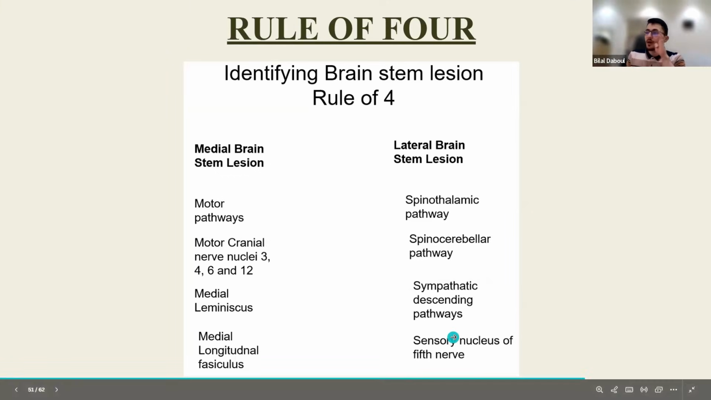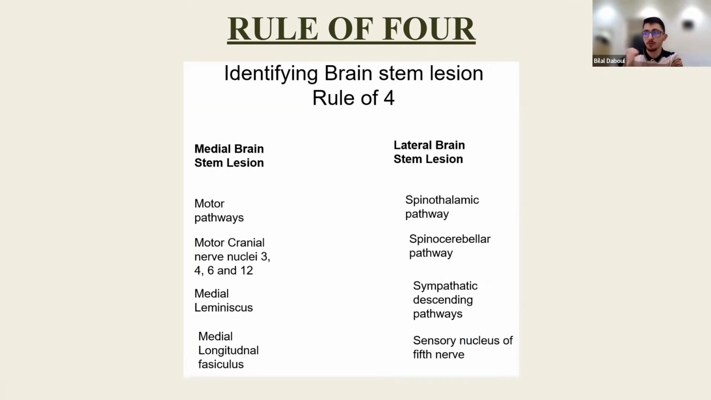And finally, the fourth S structure, or the fourth side structure, would be the spinal trigeminal nucleus, or the accessory nucleus of the fifth nerve. Again, think ipsilateral pain and temperature from the face. Okay, so 4 M structures.